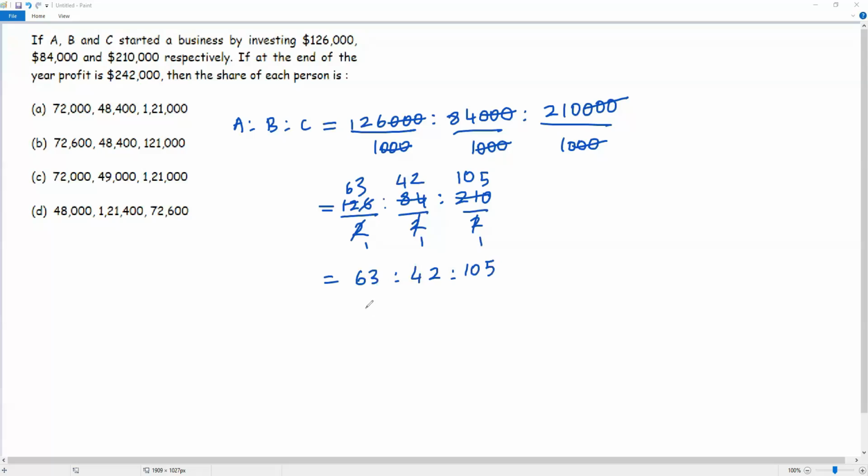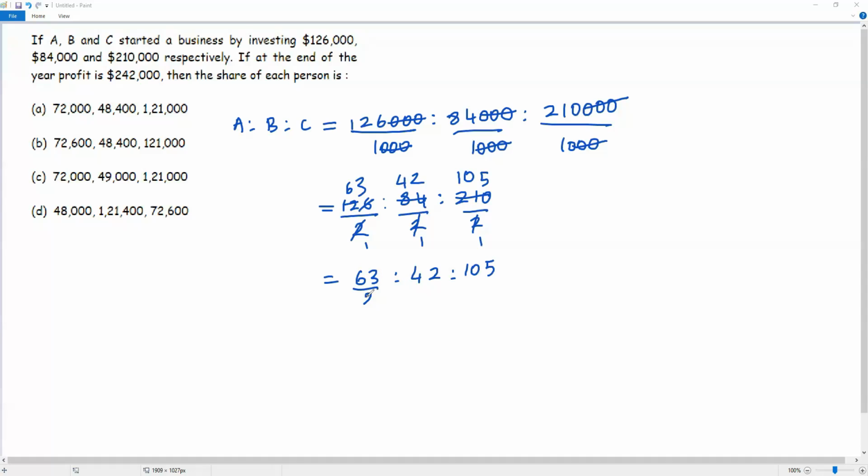Now these numbers are not all even, so I can try to divide all three terms by 3. To check, I add the digits of each term. 6 plus 3 is 9, which is a multiple of 3. 4 plus 2 is 6, a multiple of 3. And 1 plus 0 plus 5 is 6, a multiple of 3. So all three numbers are divisible by 3.